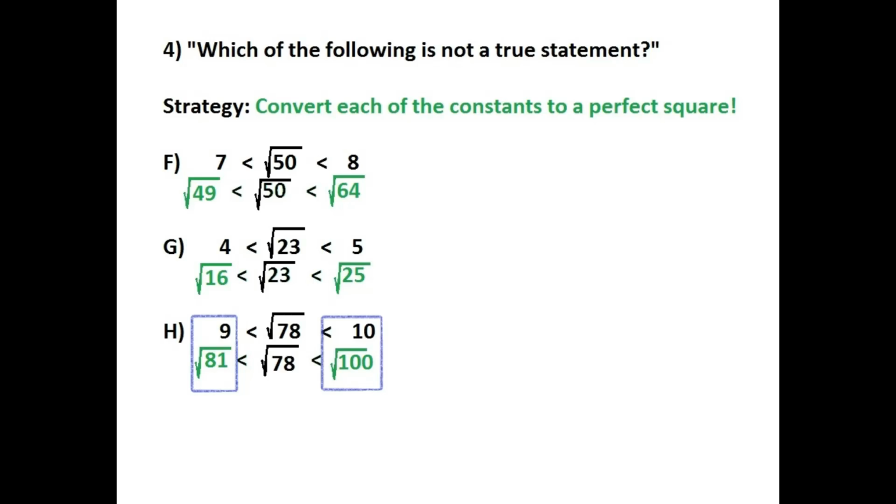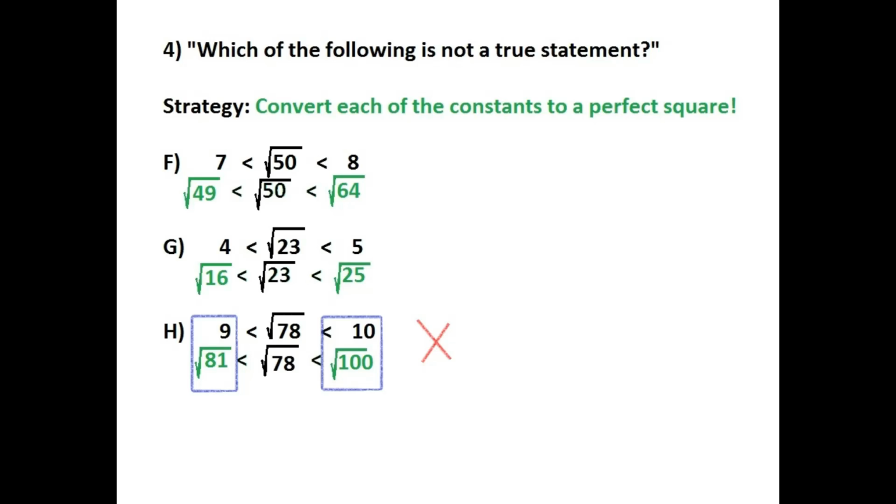Going on to H. Now it looks like we've got one that doesn't make any sense. 9 is the same as the square root of 81, which they're saying is less than the square root of 78. That right there is going to tell you something's definitely wrong here. All right, so we think H is the answer.